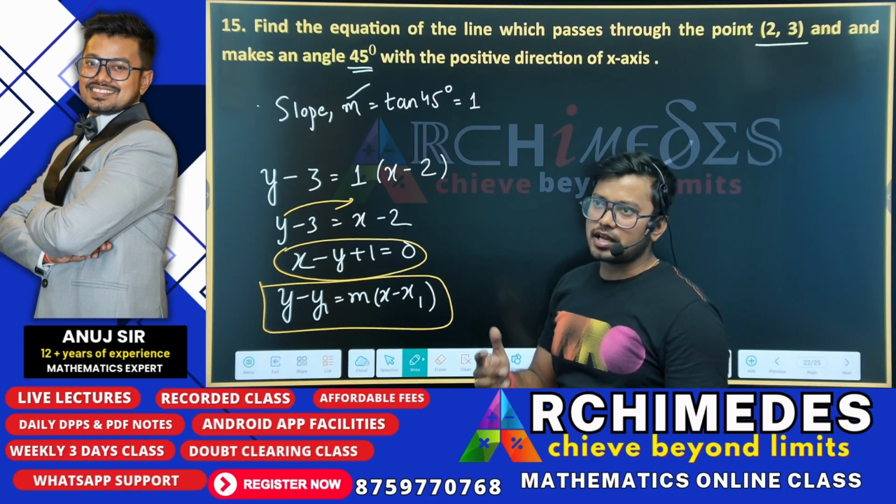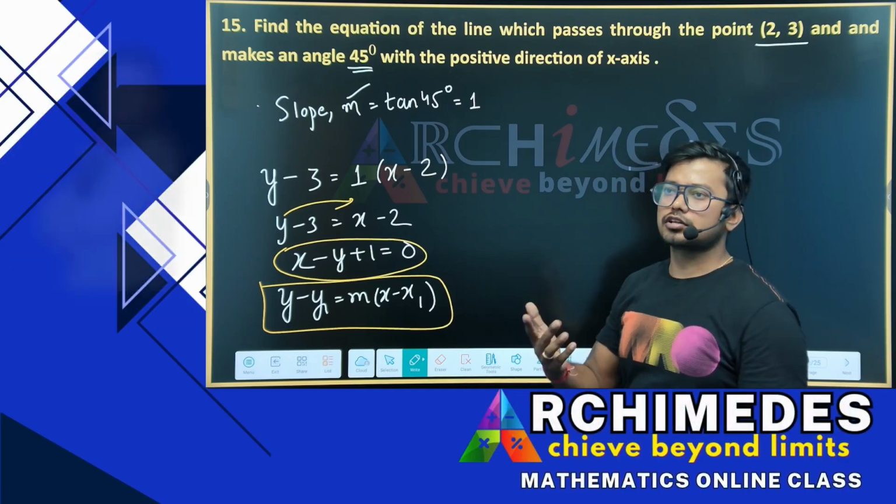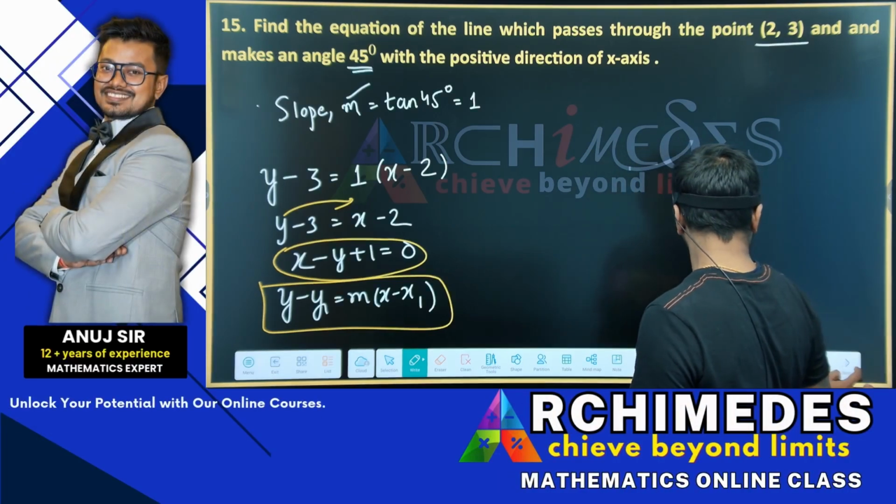Perpendicular distance from the origin, I'll use normal form. If it cuts the x-axis and y-axis, then I'll use what? Intercept form. So next question, look over here.